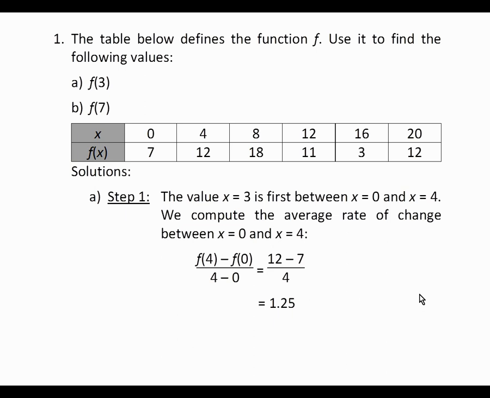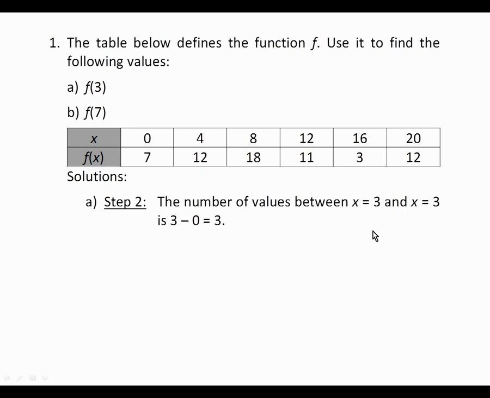Okay, step 2, I want to figure out how much further past 0 do I need to go to get to 3. So step 2, the number of values between x equals 3 and x equals 0. Okay, that one should be a 0 because that's the one I used, is 3 minus 0, which is 3. So change that 3 to a 0. In fact, let me go ahead and do it now.